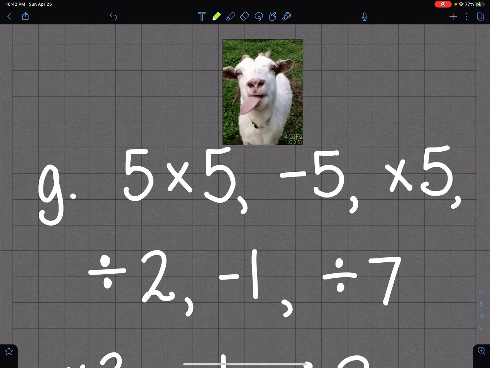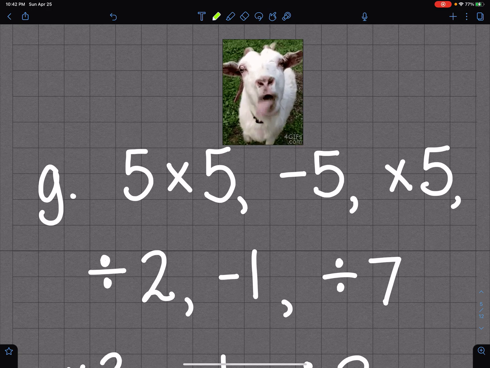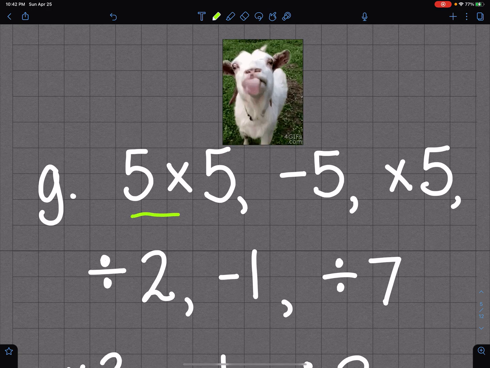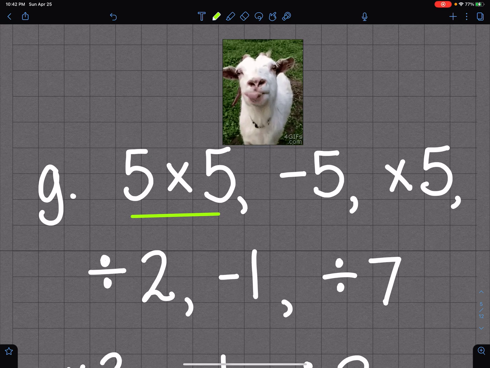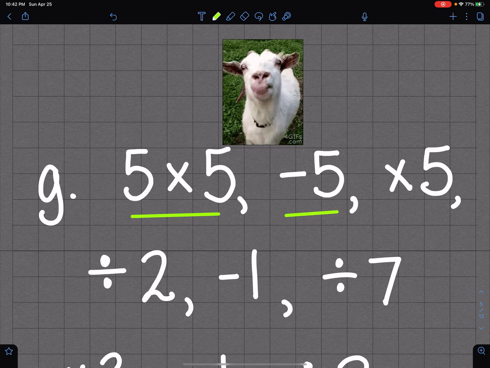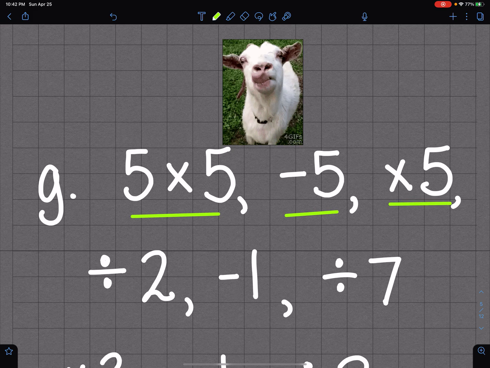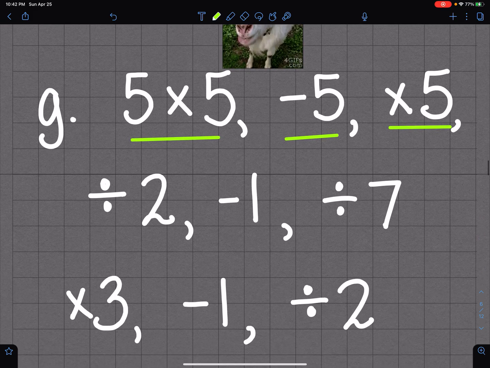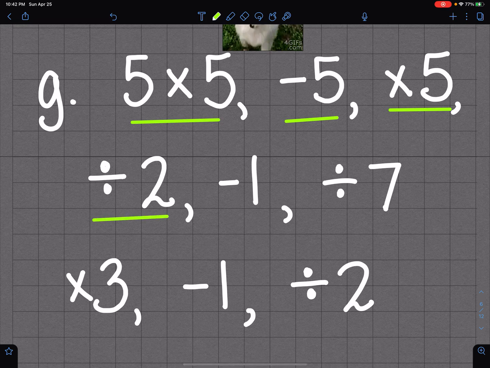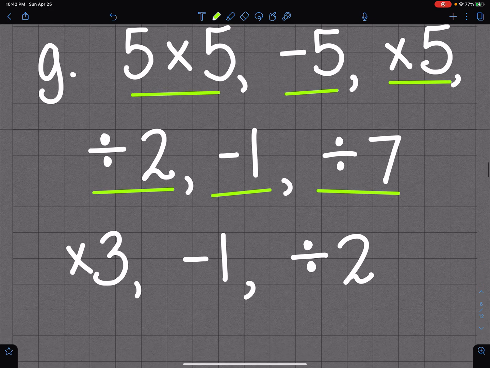G. What is, we're going to start with the number 5 times 5. Now subtract 5. Multiply by 5. It's getting tricky, huh? Divide by 2. Subtract 1. Divide by 7. Oh, sorry, I'm tired. Multiply by 3. Subtract 1. And divide by 2.